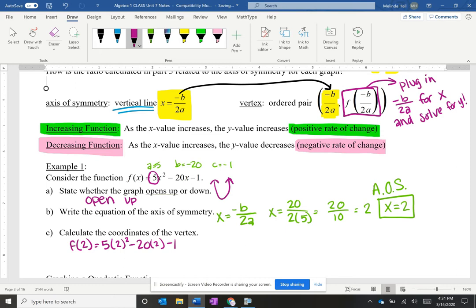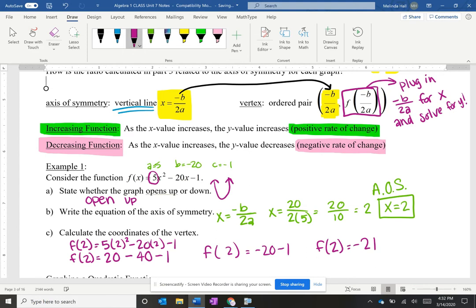Okay. So from there, we would say f of 2, we're just following order of operations. 2 squared is 4. 4 times 5 is 20. Minus 20 times 2 is 40, minus 1. And so then 20 minus 40 would give us negative 20, and then minus 1 would give us negative 21. So f of 2 equals negative 21.